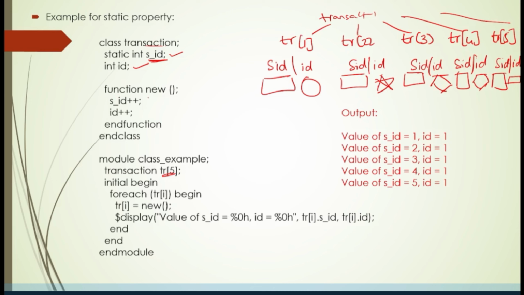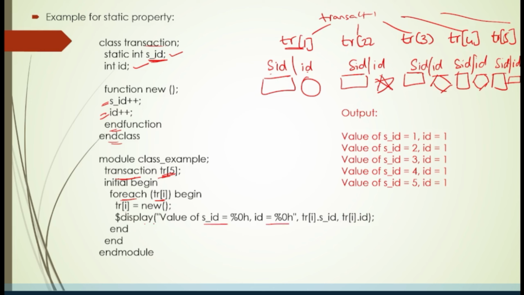Now I am writing a constructor function. Within the constructor function I am incrementing the values of SID and ID: SID plus plus, ID plus plus, end function, end class. Now I am taking an array of transactions. For each tr of i, starting from tr of 1, memory is created, so SID and ID memories are created. Then I want to display the SID value and ID value.